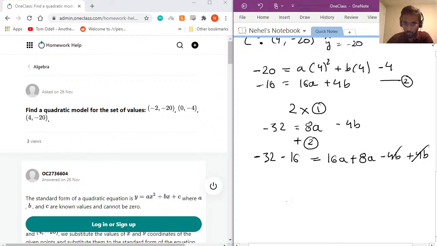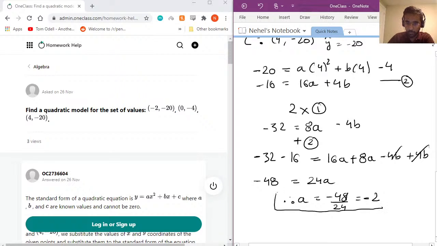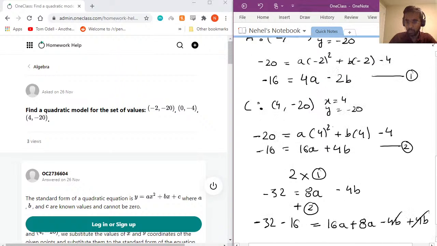On the left hand side we get negative 32 minus negative 16, which is negative 48, and then on the right hand side we're left with 24a. So now if we solve for a, therefore a is equals to negative 48 divided by 24, which is equal to negative 2. So now we have the value of a, we have the value of c, we just need to get the value of b. So the way we get the value of b is we can plug the value of a into any of the two equations, 1 or 2, and we will be able to get it.